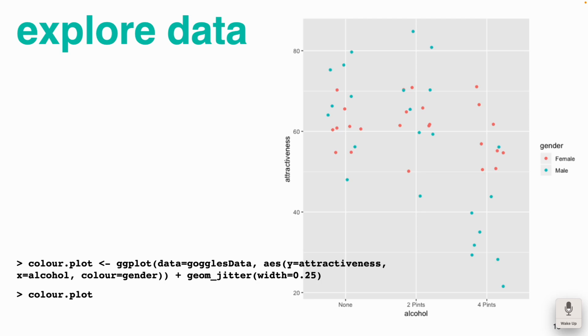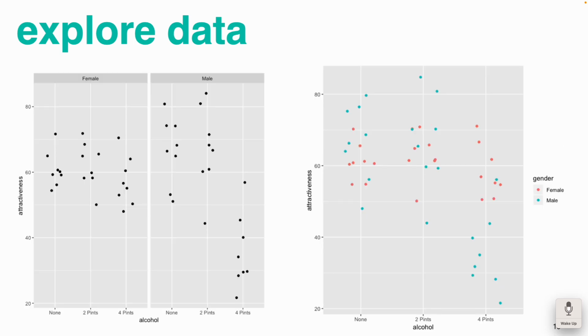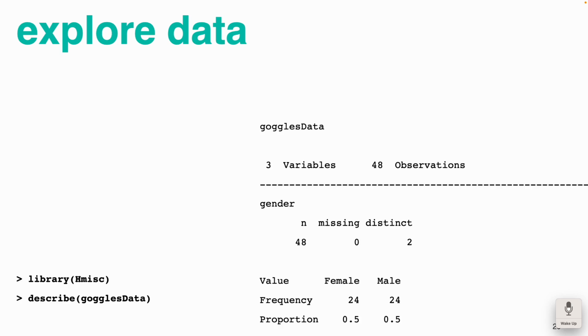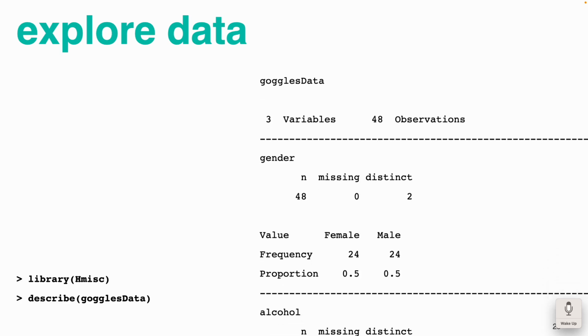And there the male attractiveness ratings seem to go down, whereas the female ones stay closer to where they are otherwise, right? So this suggests to me there might be an interaction effect, because it's not that all the males are lower, or all the 4 pints are lower. It depends on only the male 4-pint combination being lower, right? Which means it depends on the combination of the variables, which means it depends on the interaction. So we take a look at this. Yeah, we can describe it.